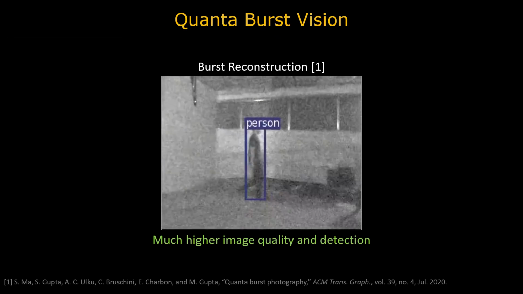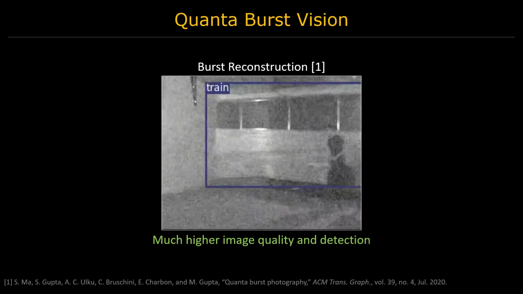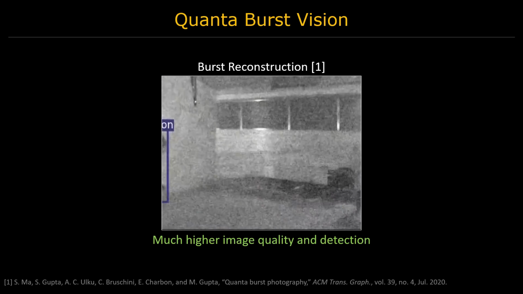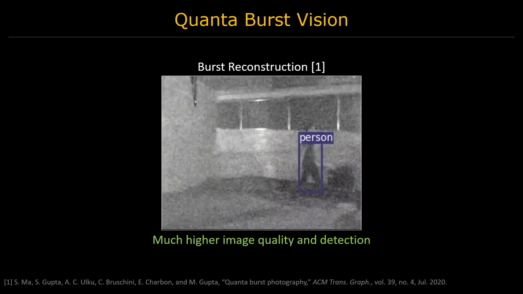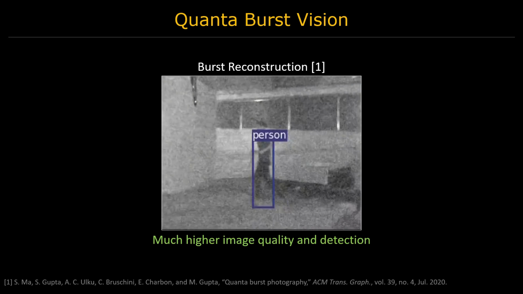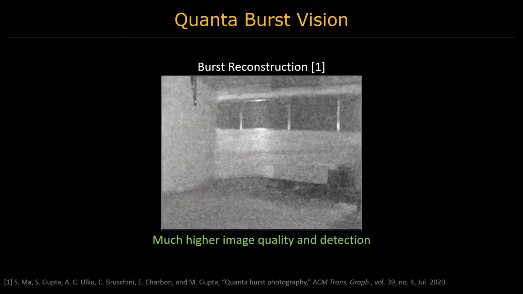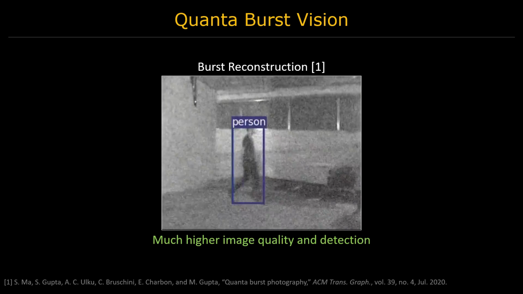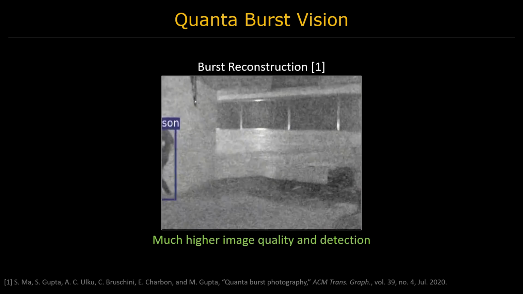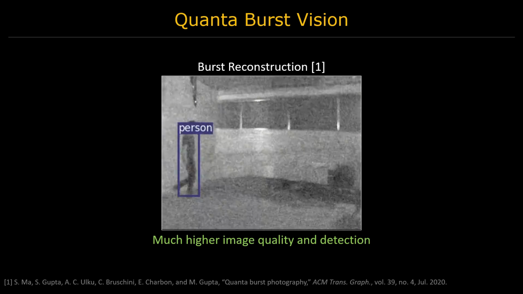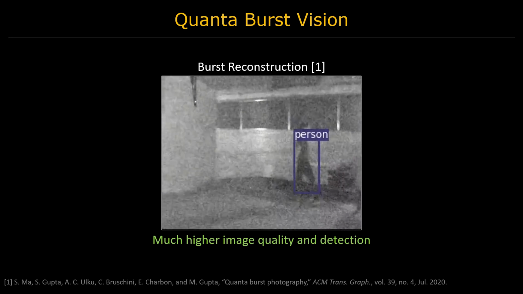Inspired by burst photography for conventional cameras, it is possible to measure and compensate for the motion between binary frames and combine them into a single multi-bit image with reduced noise and blur, which can be used by the downstream algorithm. We call this scheme quanta burst vision. In this example, the person is successfully detected.